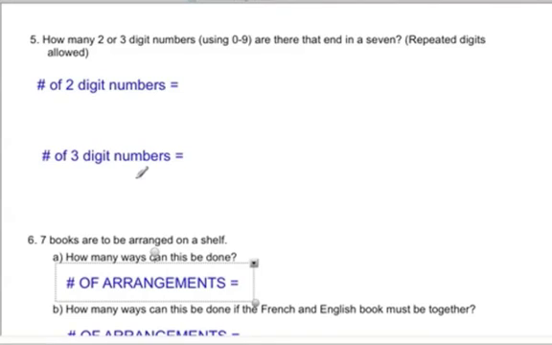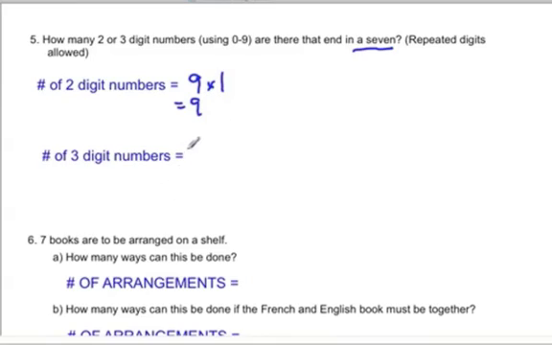Now, we're going to consider 2 different cases here. How many 2-digit or 3-digit numbers using 0 to 9 are there that end in a 7? And we can repeat digits. Well, for the number of 2-digit numbers, there is going to be a total of 9 choices for the first digit. And again, we can't use 0. Times, and there is 1 choice for the last digit because it's got to end in 7. So this is equal to 9. And if you go through, it's 17, 27, 37, right up to 97. And so that will be a total of 9 two-digit numbers that end in 7.